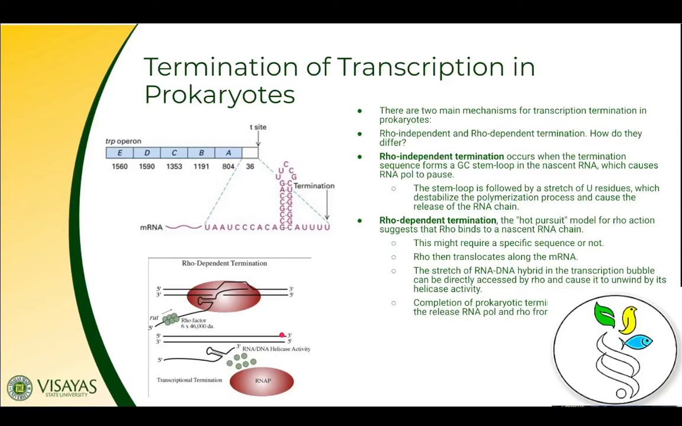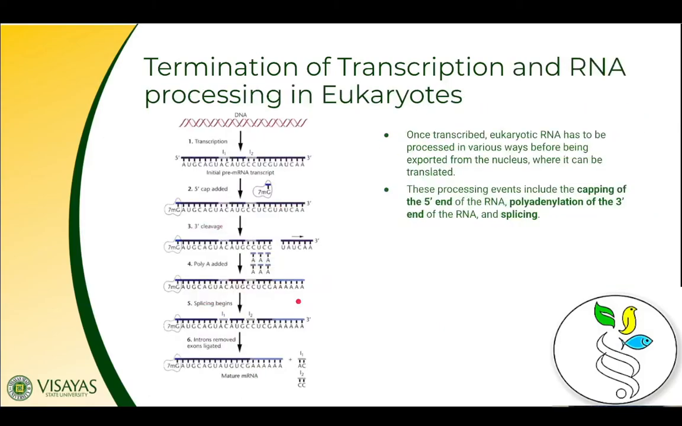In eukaryotes it is different. They cannot just terminate it because there are still so many events that occur. Once transcribed, the eukaryotic RNA has to be processed in various ways before being exported from the nucleus, where it can be translated. These are called the post-transcriptional processes, including the capping of the 5' end of the RNA, the polyadenylation of the 3' end of the RNA, and splicing.